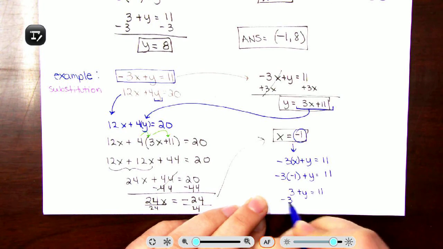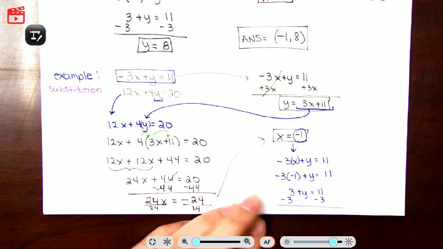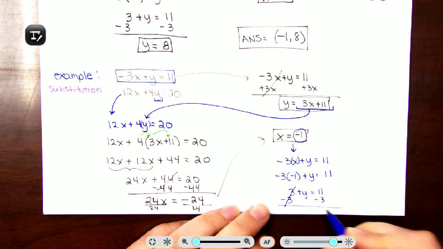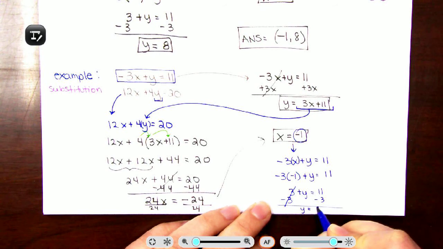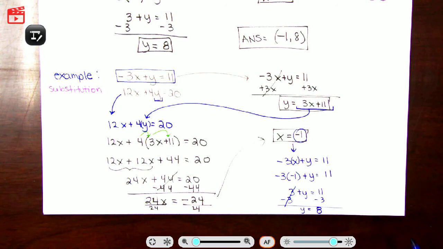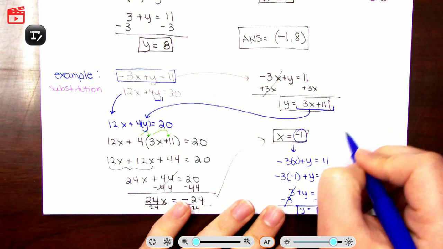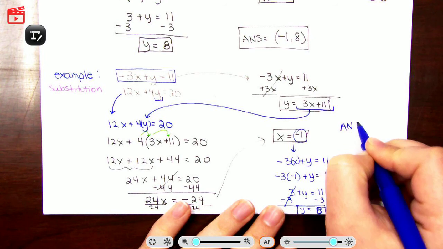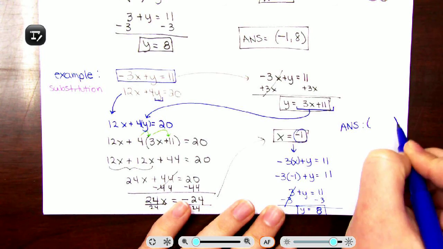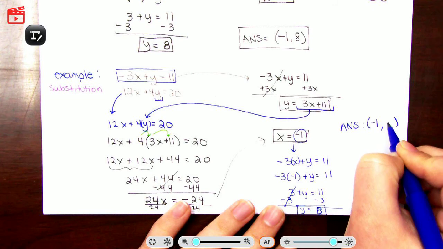I'm going to subtract 3. And again, running out of room. These cancel out. So y is equal to 8. Again, I'm going to double check by counting up. So 8, 9, 10, 11. Yep, that's correct. Is this your answer? No, it is not. So your answer is a coordinate point with your x and your y.